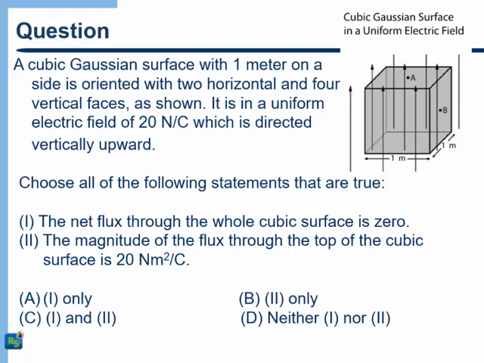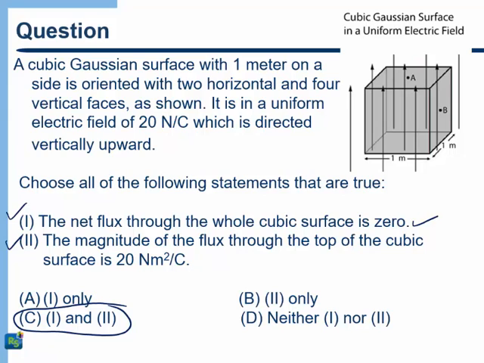Okay, the correct answer is C. Both of these statements are correct. So let's go through and make sure that we understand that. First of all, you'll notice that simply the number of field lines that come into the surface equals the number of field lines that goes out. So definitely the flux through the whole cube is 0. But now we're asked to figure out the magnitude of the flux through the top of the cube. So let's actually calculate that.